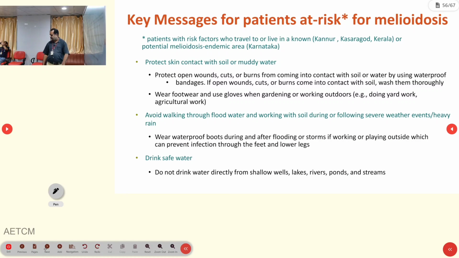Prevention: you can counsel them that the environment is infected, so you should prevent contamination with soil and water when you go out. Don't keep open wounds and go out, and when it's raining heavily and windy, don't go out. Inhalation is a risk for people with risk factors, not for everyone. Risk factors: diabetes, CRF, alcoholism, and immunosuppression. You can use waterproof boots and gloves. Drinking water should always be boiled or chlorinated.